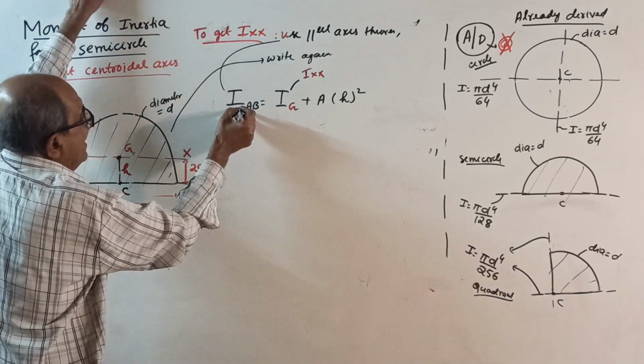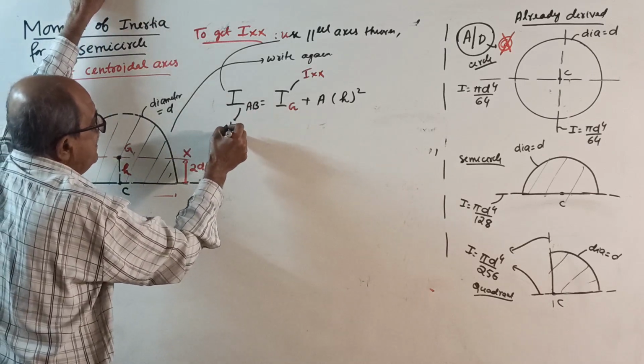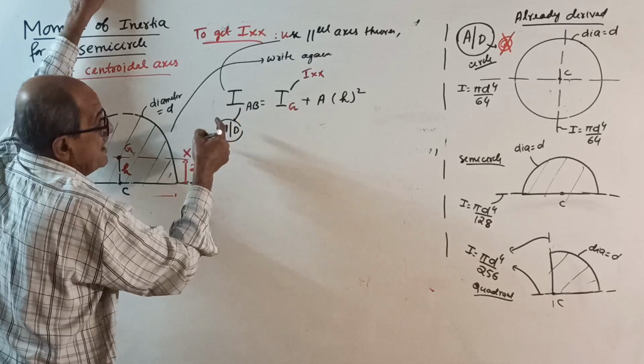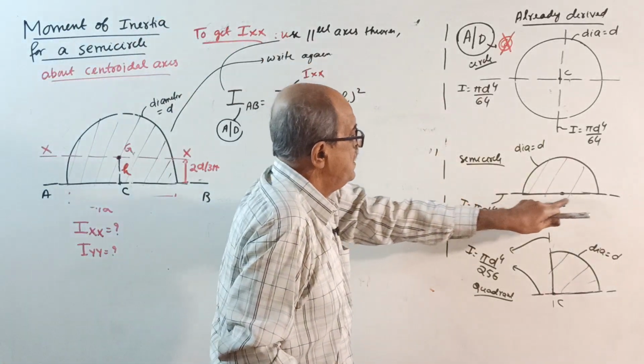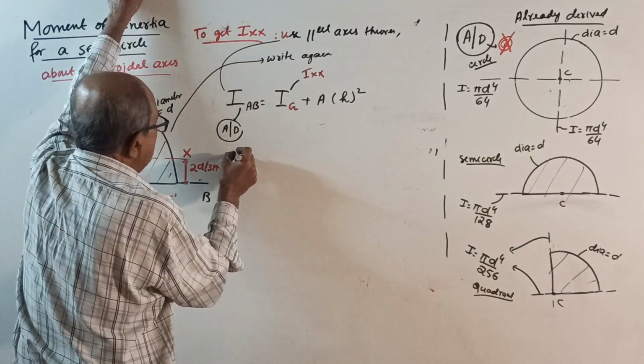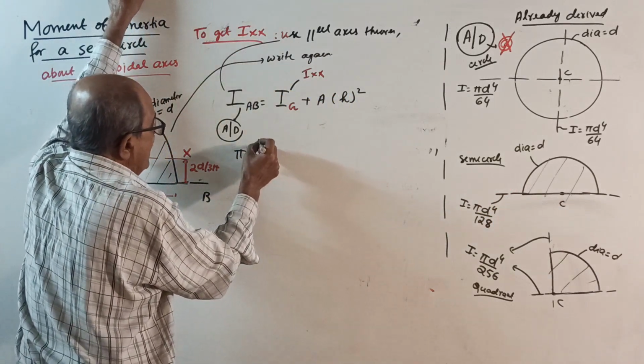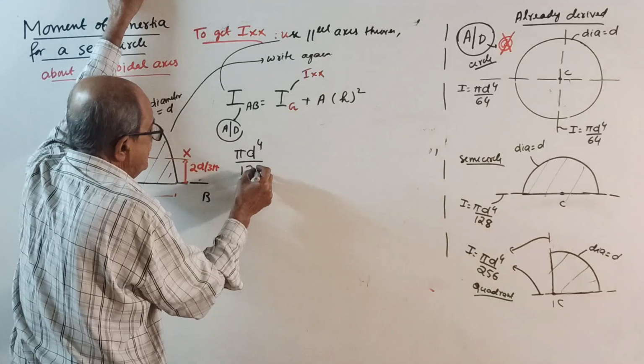Now here, IAB is already derived, right here, pi d power 4 by 128. Here we know that I about the base is pi d power 4 by 128. You write there.